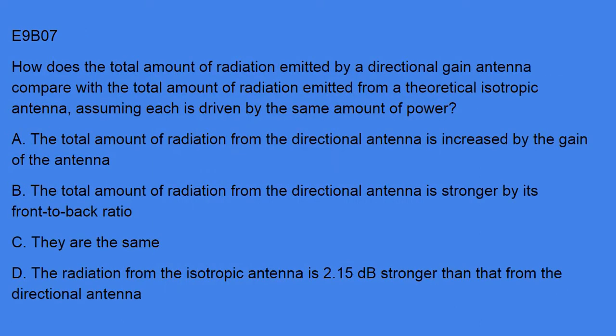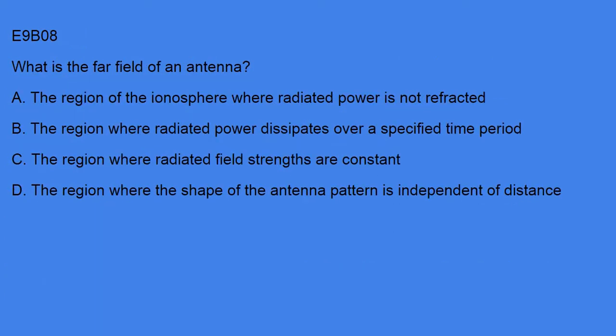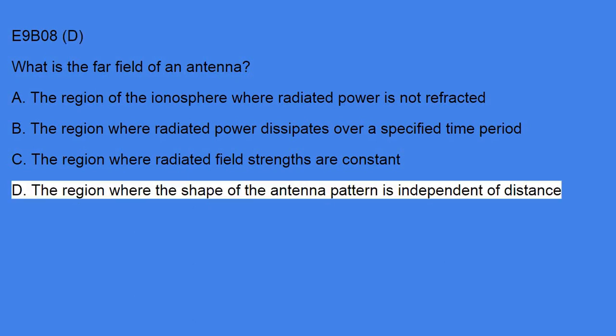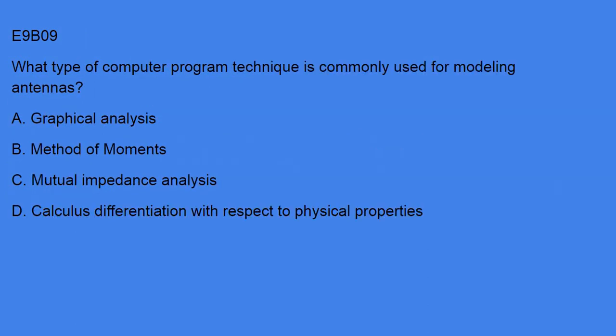E9B07, how does the total amount of radiation emitted by a directional gain antenna compare with the total amount of radiation emitted from a theoretical isotropic antenna, assuming each is driven by the same amount of power? They are all the same, is the answer. E9B08, what is the far field of an antenna? The region where the shape of the antenna pattern is independent of distance.